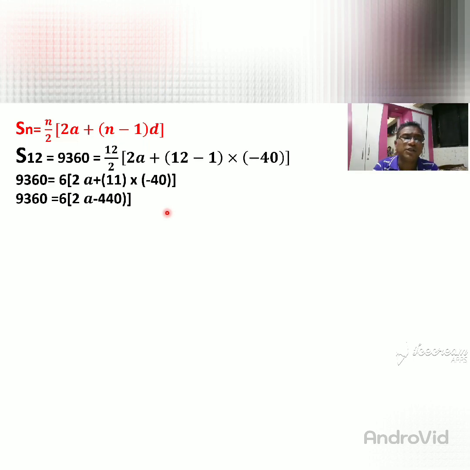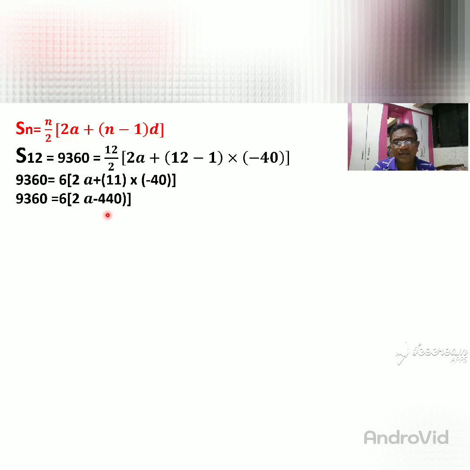Here we are doing the multiplication first. 6 remains as it is, 2a. 11 is positive and 40 is negative. Signs are not the same, so in multiplication, if signs are not the same, the answer is negative. So here you get minus 440. Do you understand? This plus sign becomes minus because 11 is positive and 40 is negative.